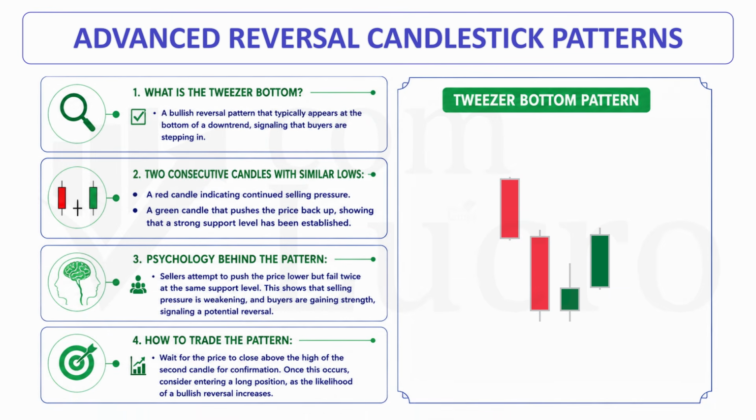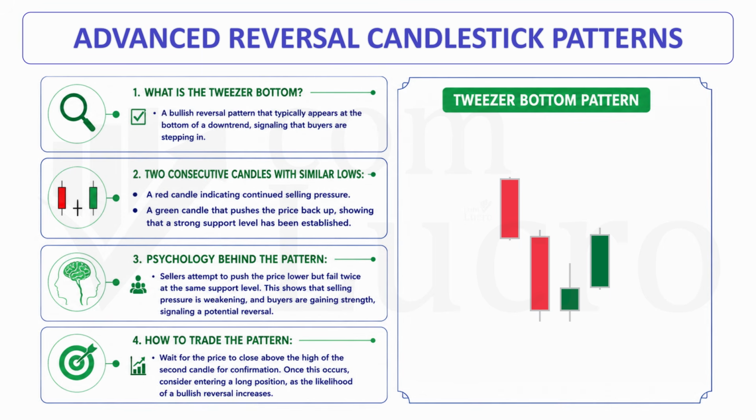Let's turn our attention to the tweezer bottom pattern, a bullish reversal signal that usually appears at the bottom of a downtrend. Structurally, the tweezer bottom consists of two consecutive candles with similar lows. The first candle is usually a red one, indicating continued selling pressure, followed by a green candle that shows buyers stepping in and pushing the price back up to the previous low. This pattern suggests that a strong support level has been established.